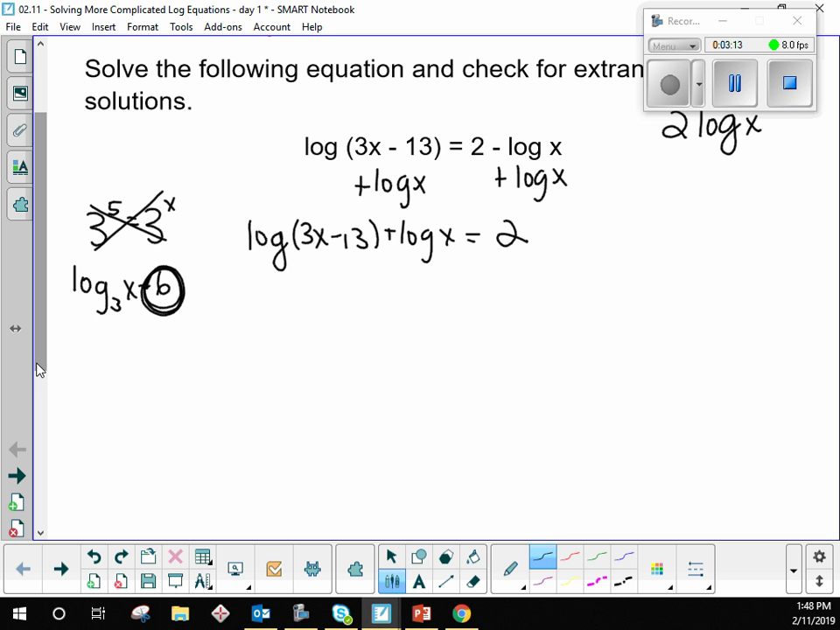Log of 3x minus 13 plus log of x equals 2. I still have 2 logs. I can't do lasso yet, but what skills do we have that I can use to rewrite this as 1 log? Yeah, change it to a multiplication, right? So if you're adding 2 logs, this is the compressing log lesson. You rewrite it as 1 log, and those things that you're taking the logs of, you can multiply them.